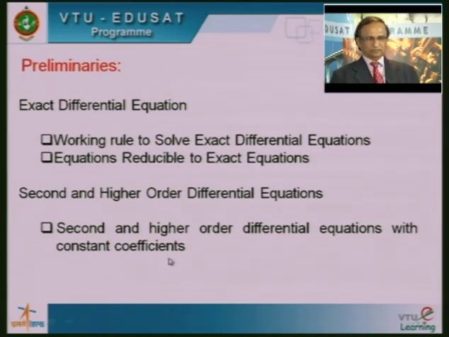Like that, if the roots are complex, 1 plus i, or in general alpha plus or minus i beta, how are we going to write the solution of a second order differential equation with constant coefficients? It is very simple. y equals e to the power alpha x times (c1 cos beta x plus c2 sin beta x). Is it clear? So, you know all these things.